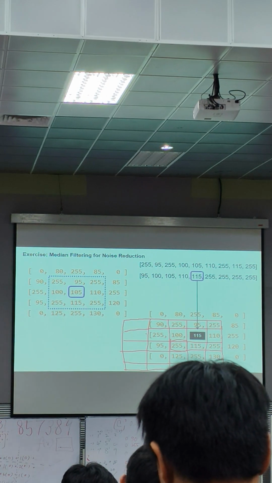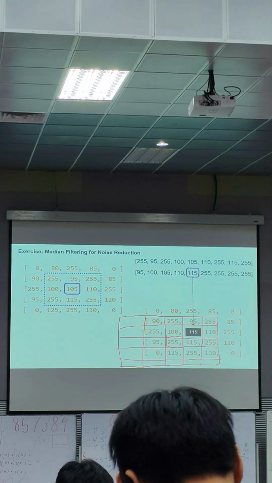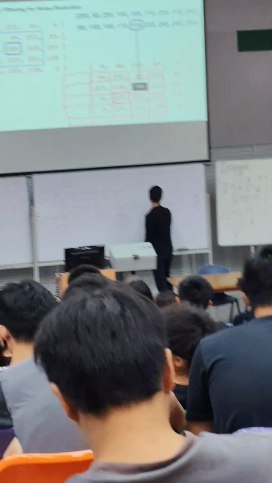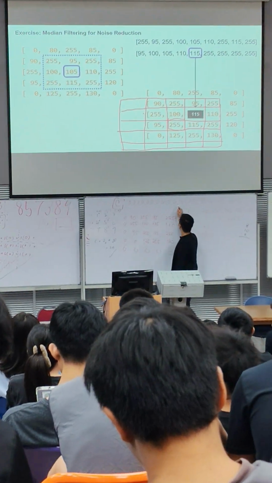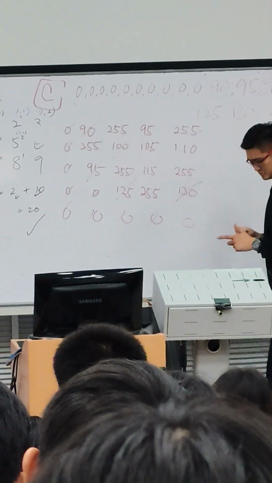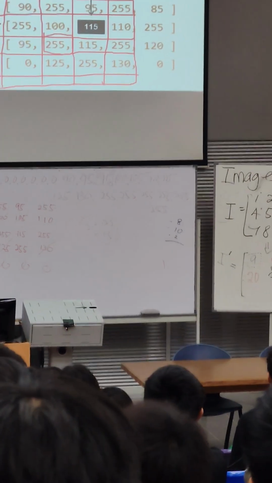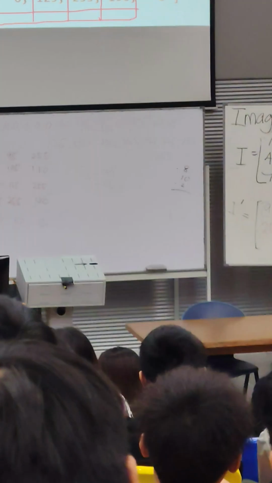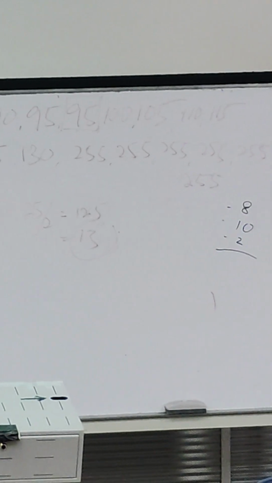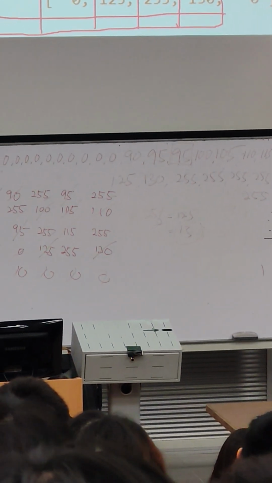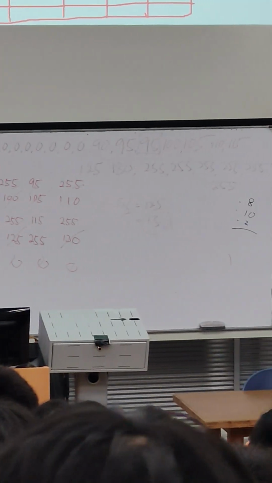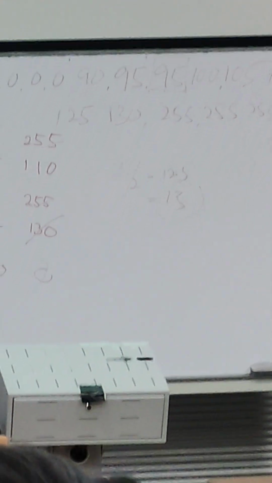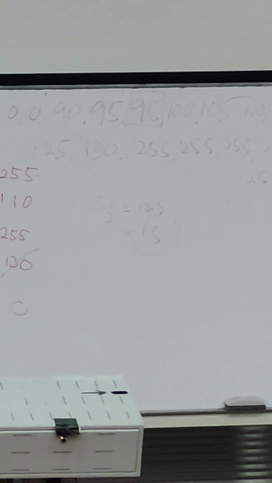Okay, take a look. We extract all of the pixel values there with the zero padding. So altogether, I should have 25 pixels. Sort the values from the smallest to the largest. So I wish to find the middle value.